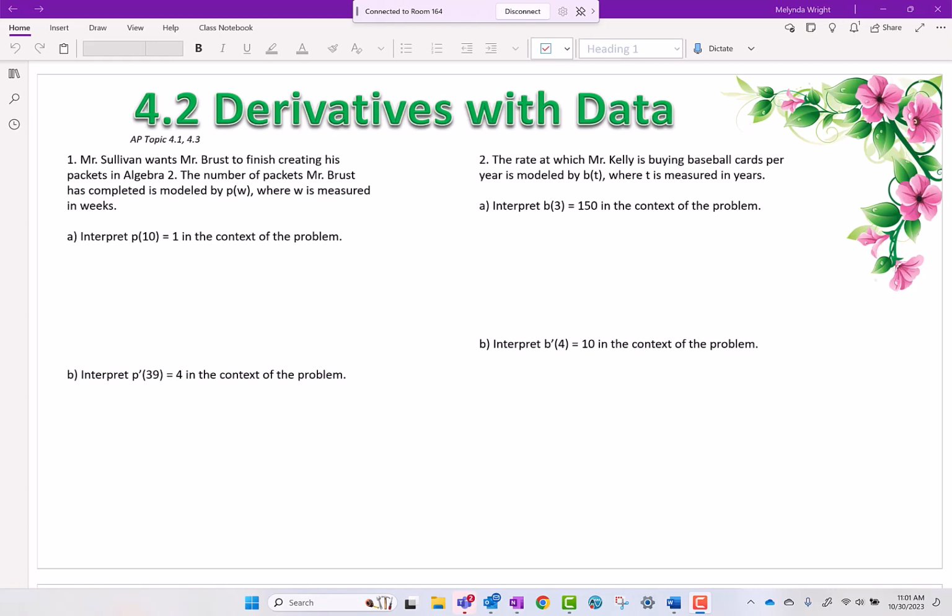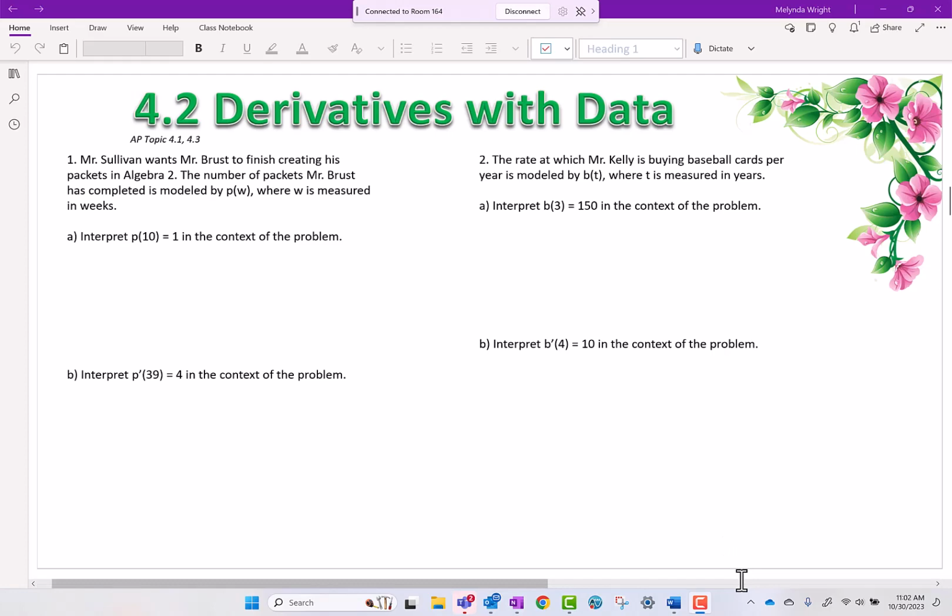When they ask us to interpret in context of the problem, we're really looking to include three different things. Now, I have had some teacher friends that would put pictures of nuts on the ceiling. Noun, unit, time is basically what we're looking at.